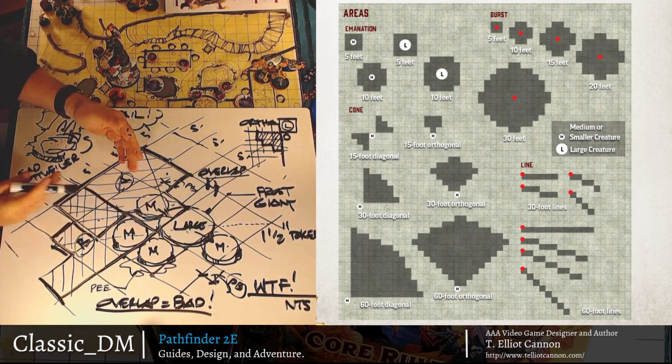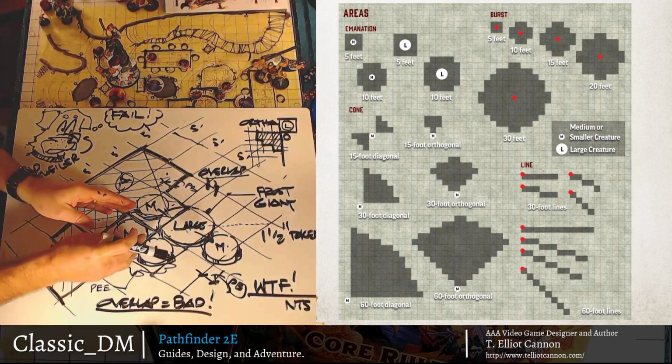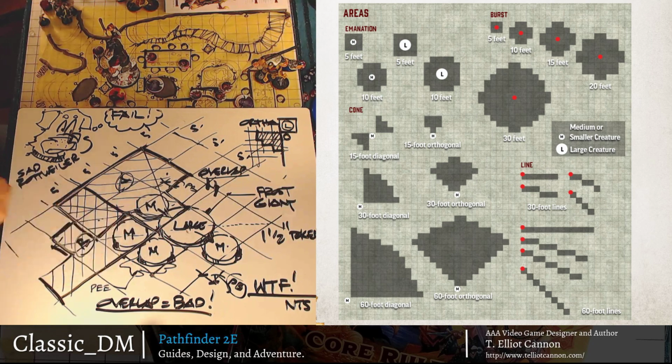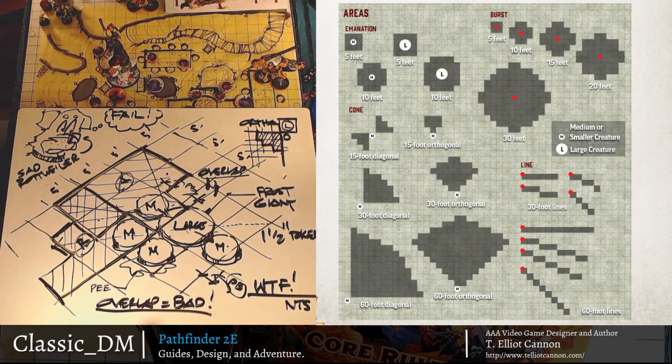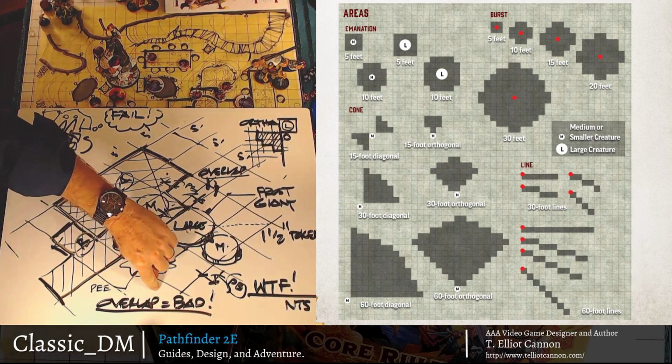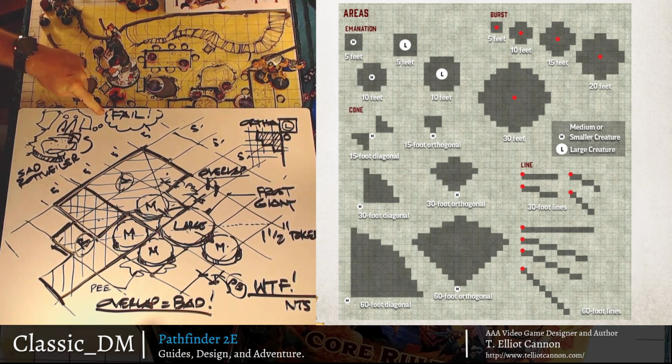Obviously the rogue would get hit, but guess what? Our cleric, who positioned himself absolutely perfectly for his bless spell, doesn't get touched. And the monk doesn't get touched. And that's even using our wrong token size. All right? So the rule here is overlap equals bad. Fail. So that's not good.